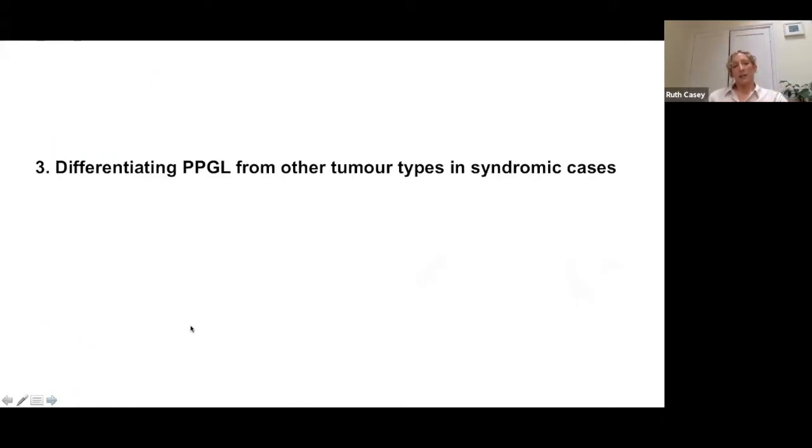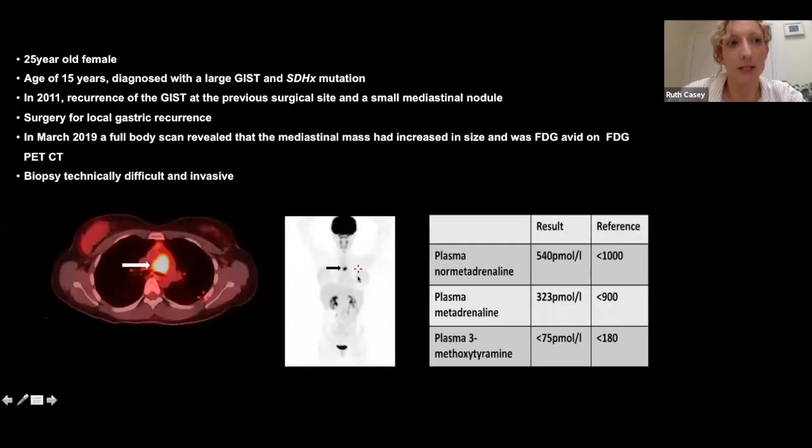So what about differentiating paragangliomas from other tumor types in our syndromic patients who may be at risk of multiple other tumors? Let's take a look at this case. This is a 25-year-old female. She presented when she was 15 years of age with an upper GI bleed and was unfortunately diagnosed with a large gastrointestinal stromal tumor. Of course, her young age prompted genetic testing and she was found to have an SDH mutation.